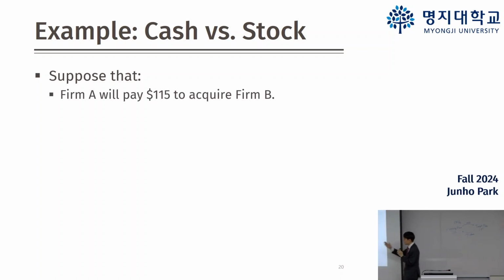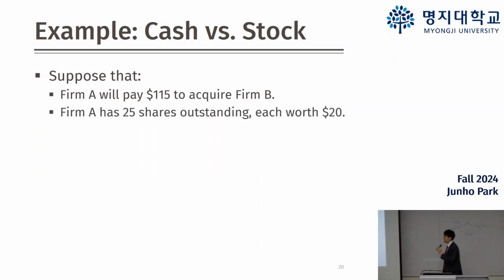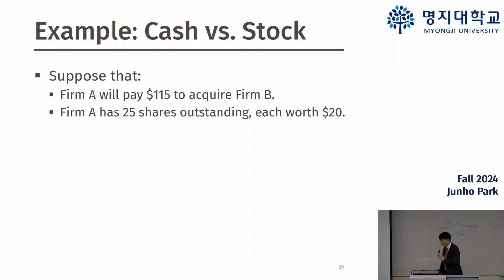So there are firms A and B. A is the acquirer and B is the target. And A is going to pay $115. Firm A currently has 25 shares, and each share is worth $20. So A's value is 20 times 25. The stock price is 20 and there are 25 shares, so it is $500. By the way, I'm assuming that there is no debt. So this is a 100% equity company.